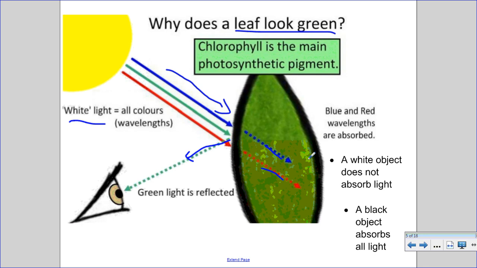And just a reminder of a few things in terms of color theory. A white object does not absorb light, so an object would appear white if it reflected all visible colors back to our eye, and we would perceive that as being white. And then a black object absorbs all light. So if a leaf were to appear black, it would absorb the blue, the green, and the red wavelengths of light.